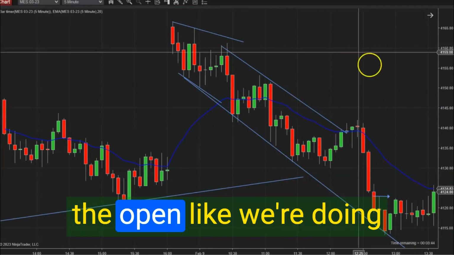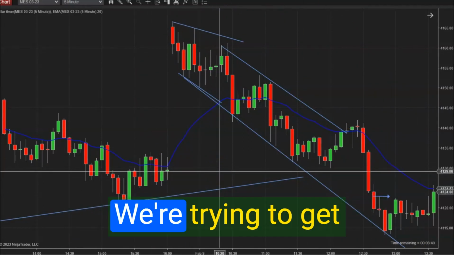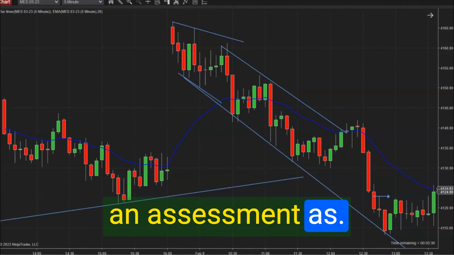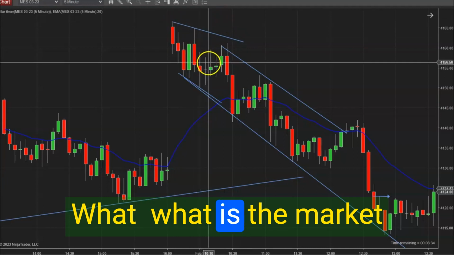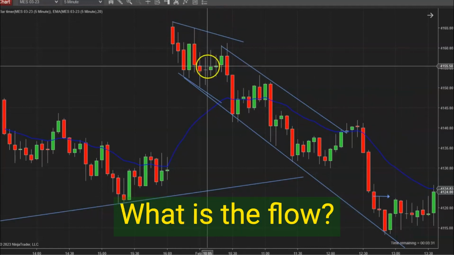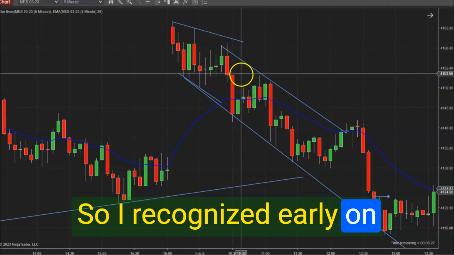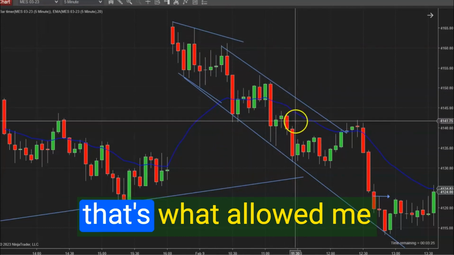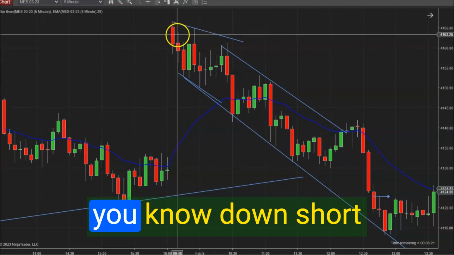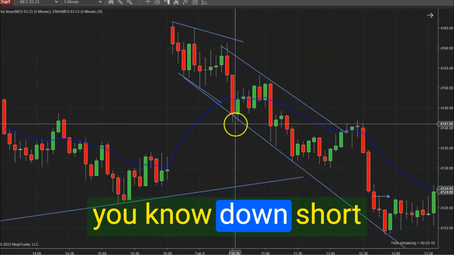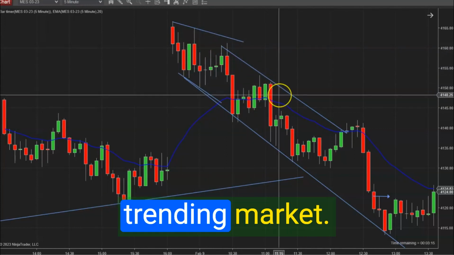So when we're watching the open like we're doing right now, we're trying to get an assessment as to what is the market doing fundamentally? What is the flow of the market? So I recognized early on that was the strategy, and that's what allowed me to take this trade here, because I said, okay, look, down, short the retracement. So that was the first one, and I saw a downtrending market.